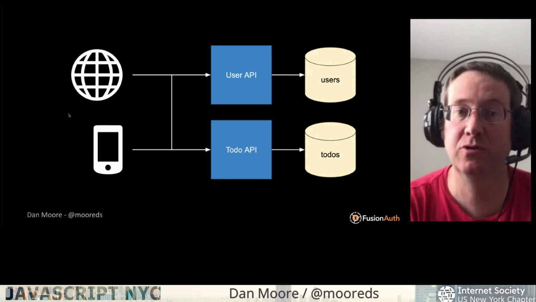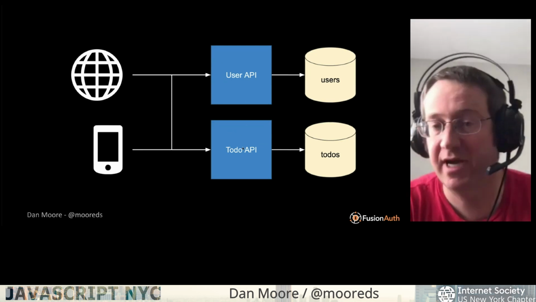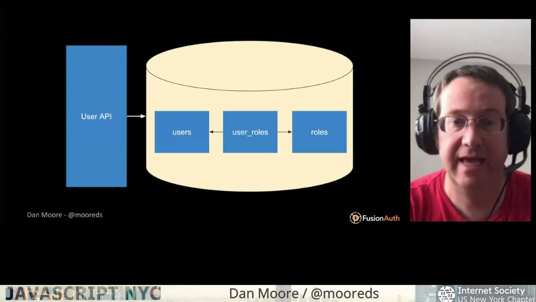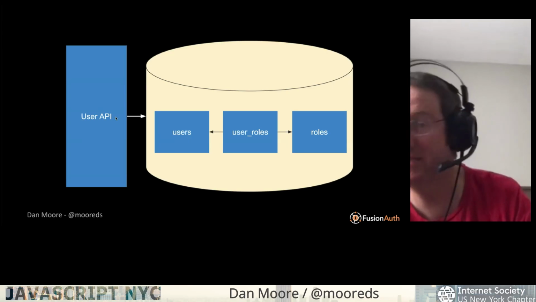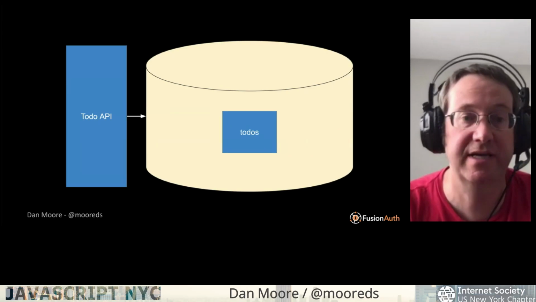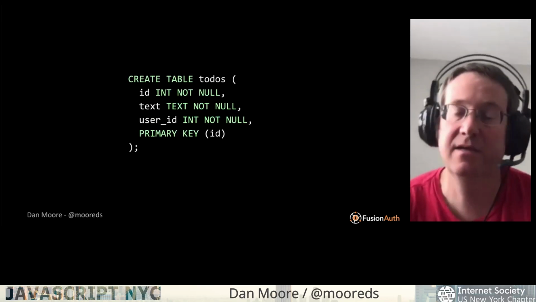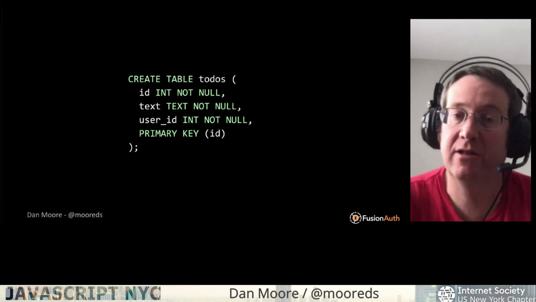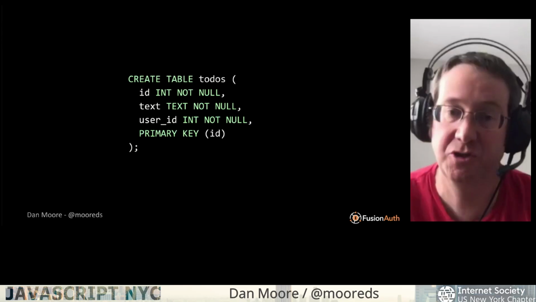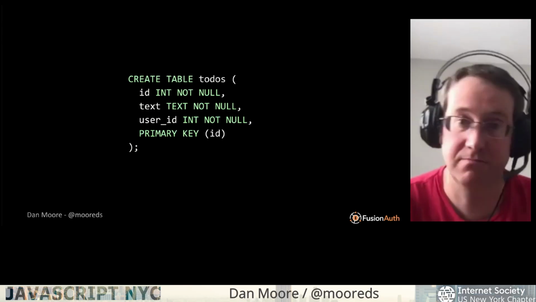So we have a typical microservices application here. We have a user API and a to-do API. We have these clients over on the left. The user API looks like this, nothing crazy, just a normal user database. The to-do API has to-dos in it, and that to-do table might look a little bit like this. You have some kind of identifier, the text of the to-do, and then the user ID, which references which user's to-dos are recorded.